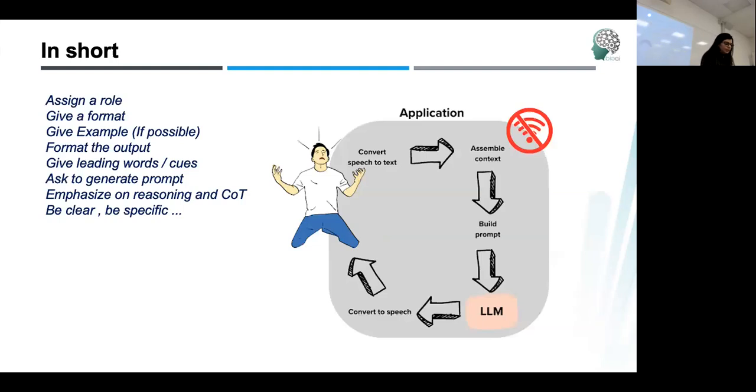So in short, we need to assign a role to the model to get a better answer. Give a format, give an example if possible. If you have some example, then you can give it to get a better answer. Format the output, give leading words or cues, ask it to generate the prompt or emphasize reasoning and chain of thought. And last but not least, be clear and be specific. Yeah, that's all. Thank you.